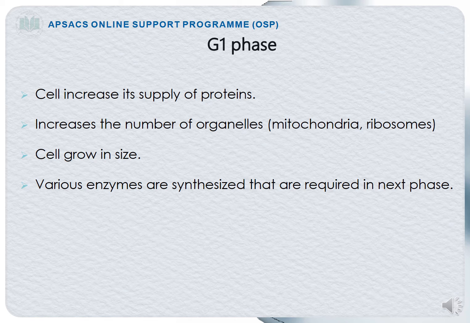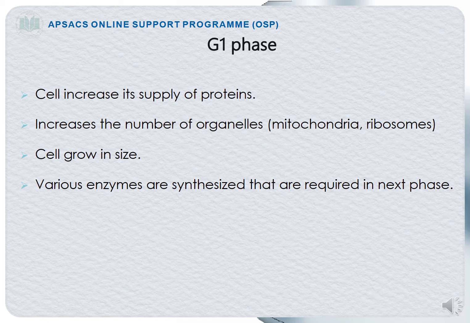First we will be discussing the G1 phase. Here are four important points of the G1 phase. First is that the cell increases its supply of proteins. As the cell is preparing itself for cell division, for this purpose it will need proteins. So the supply of proteins to the cell is increased.